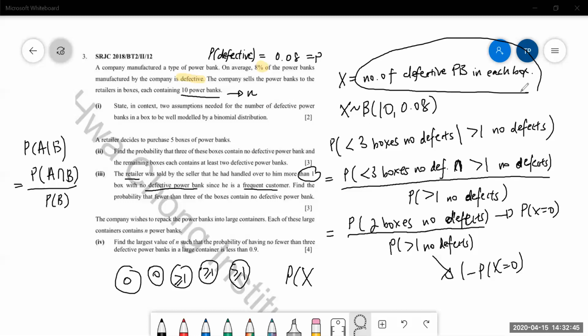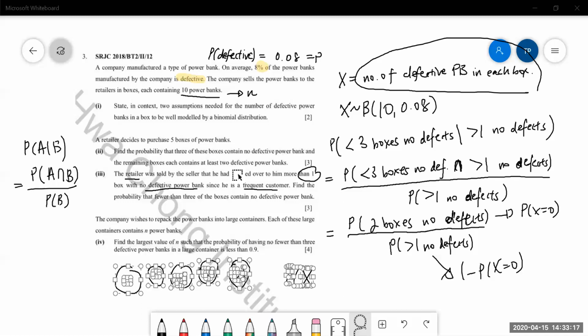So right now, in order to execute what you said, you need to redefine the random variable. Just now I was confused and said P of X equals 3 is not going to work that way. It's wrong. You have to redefine the random variable because now you want to talk about boxes, not the number of defectives in each box. Okay, so now let's do this.